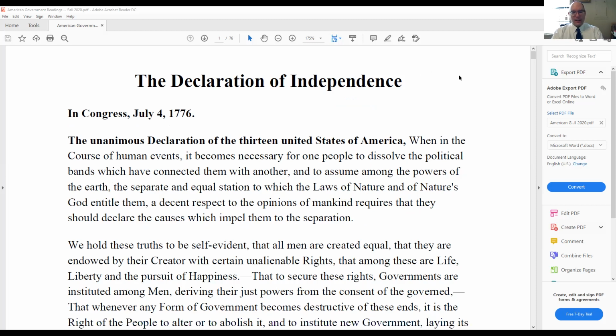Declaration of Independence, unanimous declaration of the 13 United States of America. When in the course of human events it becomes necessary for one people to dissolve the political bands which have connected them with another, and to assume among the powers of the earth the separate and equal station to which the laws of nature and of nature's God entitle them, a decent respect to the opinions of mankind requires that they should declare the causes which impel them to the separation.